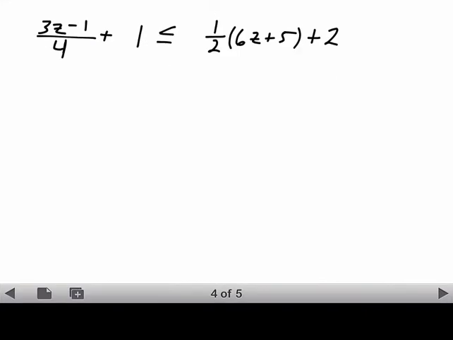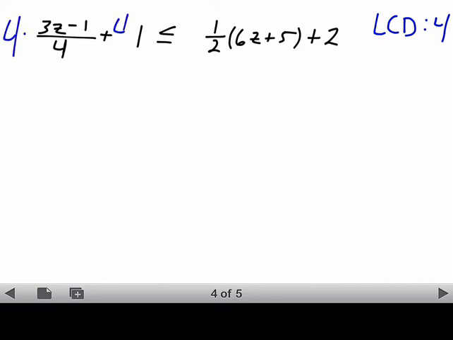Here we have 3z minus 1 over 4 plus 1 was less than or equal to 1/2 times the quantity of 6z plus 5 plus 2. We're going to clear the fractions in this one by multiplying by the least common denominator. Since our denominators are 4 and 2, the least common denominator is going to be 4. I'd like for you to pause the video and attempt this one.